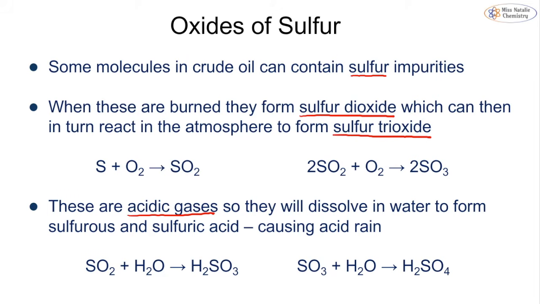Now, the problem with that is that these are acidic gases. So if we have these acidic gases in our atmosphere, they can dissolve in water and the moisture in our atmosphere, and they can form sulfurous and sulfuric acid, which contributes to acid rain. And acid rain can have some very damaging effects on the environment as well as buildings and structures, because it can produce corrosion. And we can see the two examples of the equations at the bottom here. So we're making H2SO3 and H2SO4.